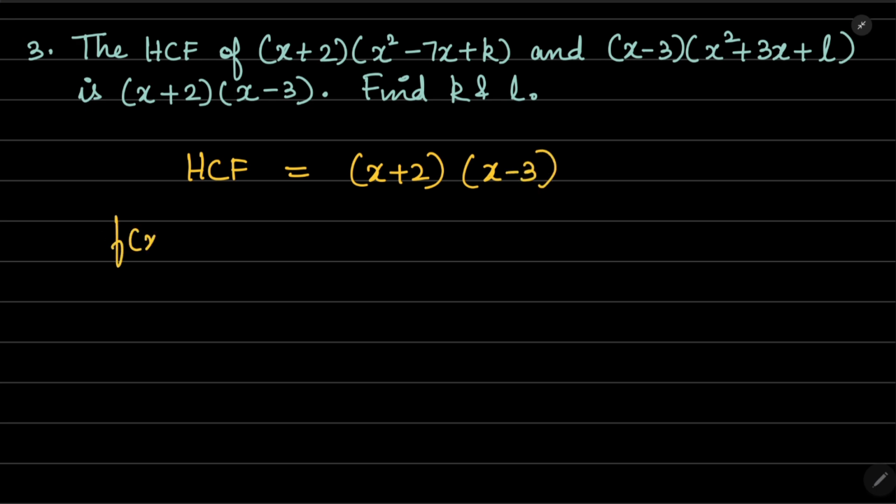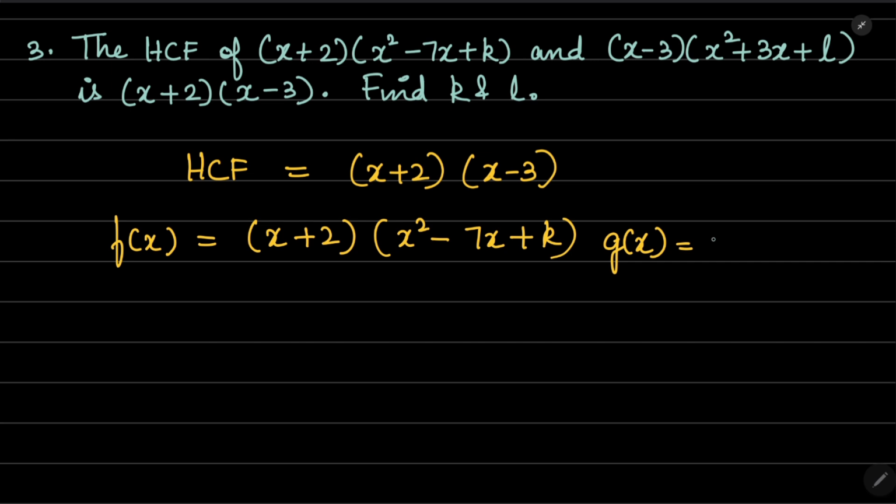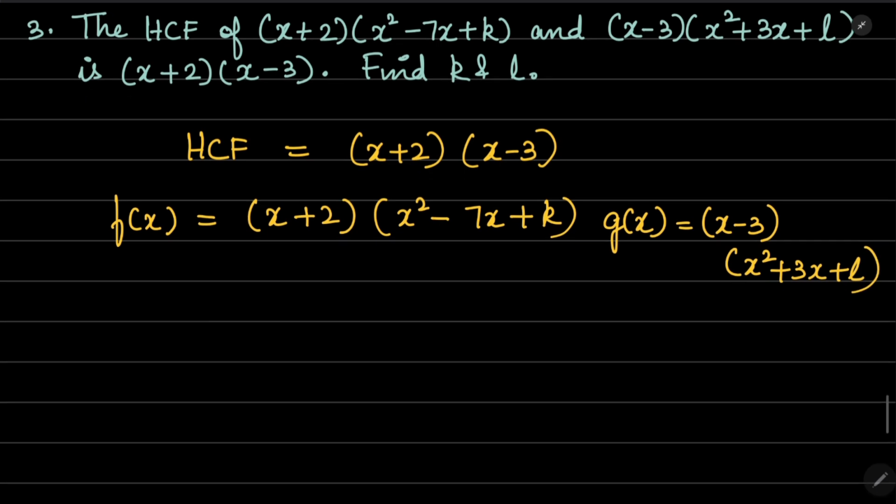So let one of the functions be f of x. Okay, f of x is nothing but x plus 2 into x square minus 7x plus k, the variable k. And let your g of x, the second function, be equal to x minus 3 multiplied by x square plus 3x plus L. Okay. So let us substitute the x values of the HCF into these functions. So x plus 2 equal to 0. What will be the value of x? It will be minus 2.